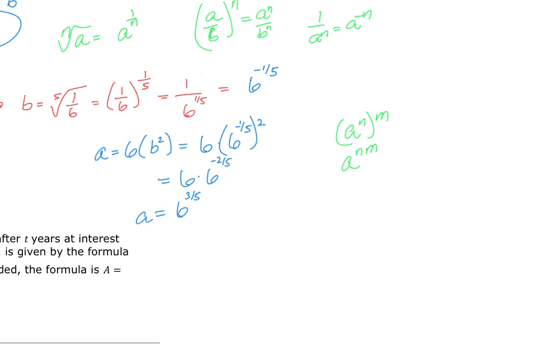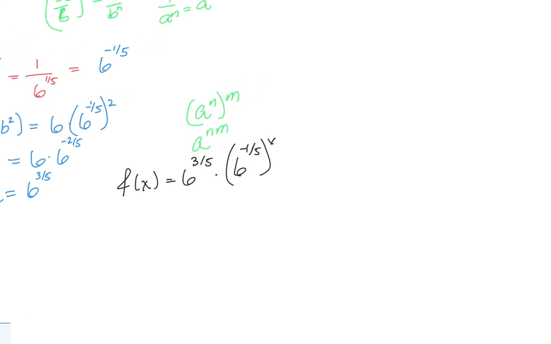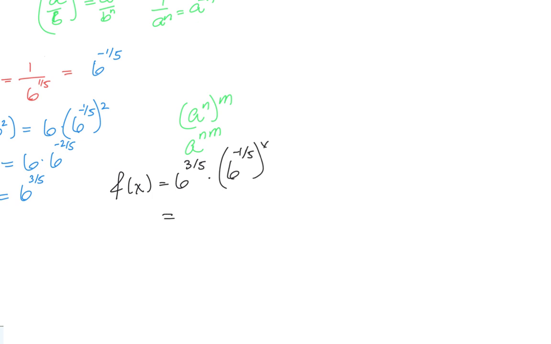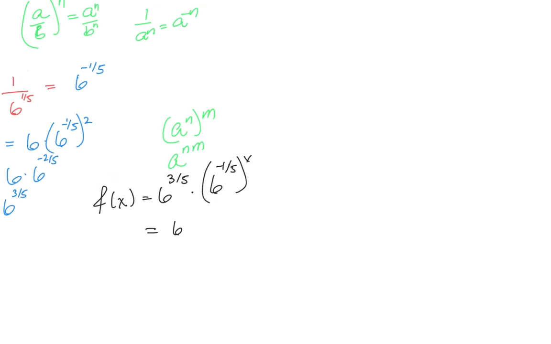I had my b, so my function f of x is 6 raised to the 3/5, that's my a, multiplied by 6 raised to the negative 1/5, that's my b, raised to the x. And you're asking me, can I clean this up? Absolutely. Well, algebraically, this is the same thing as 6 raised to the 3/5 multiplied by 6 raised to the negative x over 5. Now the bases are the same. I can rewrite this as 6 raised to 3 over 5 minus x over 5.